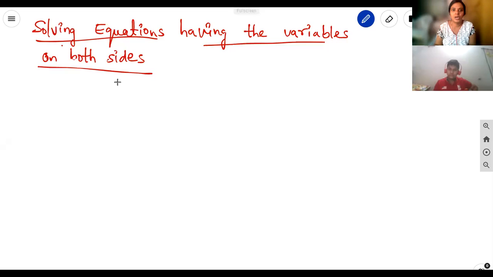Next topic, solving equations having the variables on both sides. In exercise 1, we discussed one side a variable and the other side a constant. In that case, we can solve by using addition, subtraction or division, whichever is suitable. In this case, the equation has both x variables and constants on both sides.